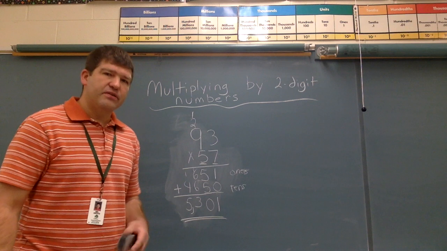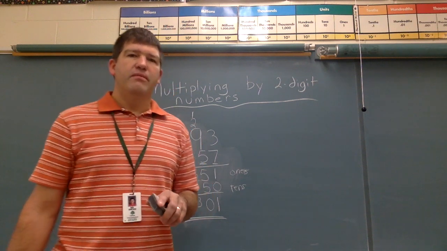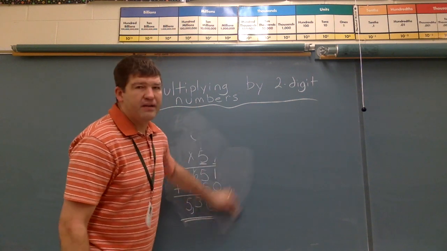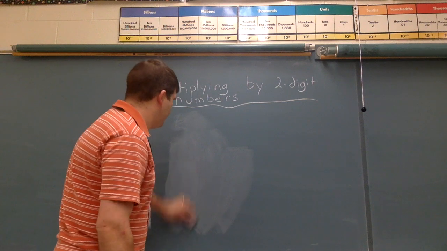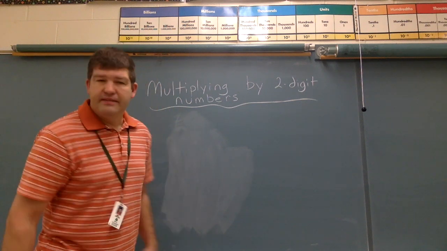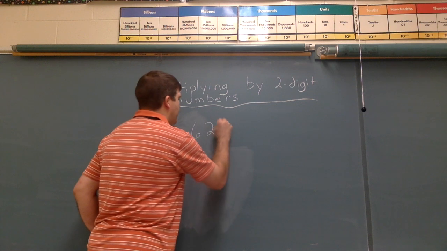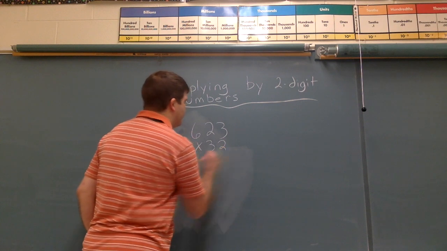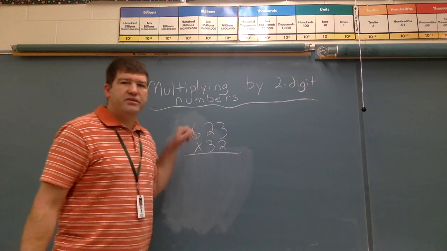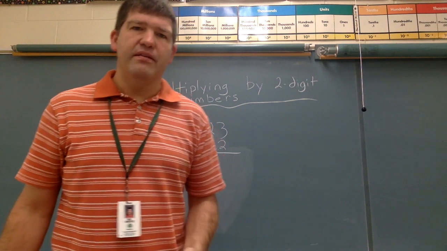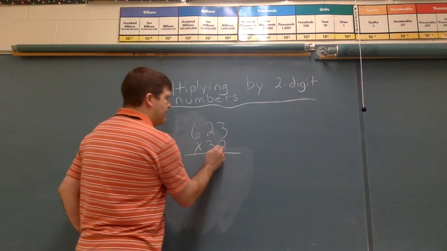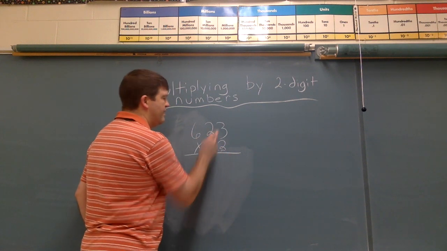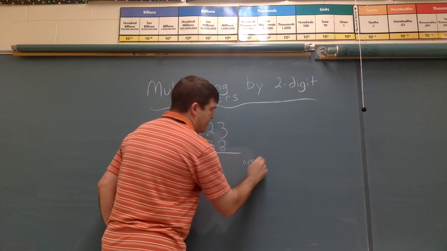Now, let's go into a little bit bigger number where we're multiplying a 3-digit number by a 2-digit number. And then we're going to do a couple practice ones. Okay, let's do 623 times 32. Even though I have 3 digits here, it's going to be the same method. It's just going to get a little bigger. Because I just have these 2 digits here, I have to multiply the ones by everything and the tens by everything. So let me start with my ones.